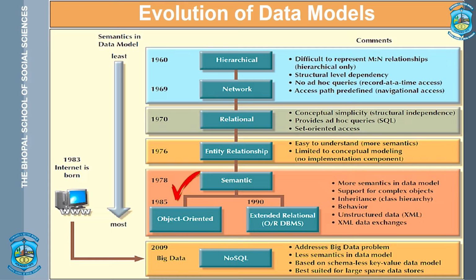In it, we have the object-oriented model, as well as extended relational models. Here, they give more semantics in data models. They support more complex objects. They allow us to use the properties of object-oriented programming, like inheritance, so that we can inherit certain properties. It becomes very easy. And then we can use XML data exchanges and unstructured data also. Previously we had to have proper structure in the database, but later on, as we have unstructured data also, this type of representation provides a means to model unstructured databases.